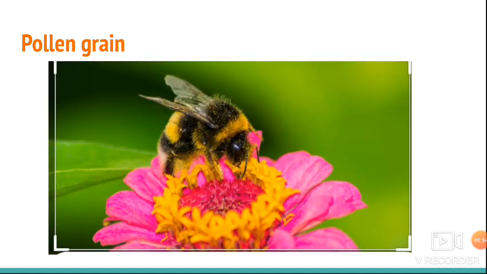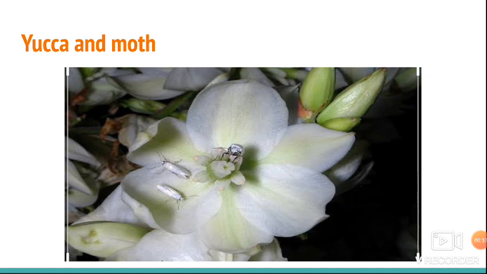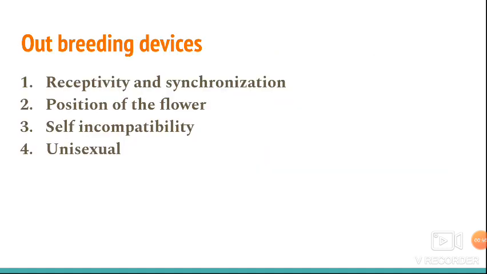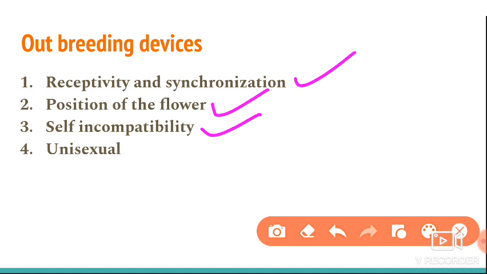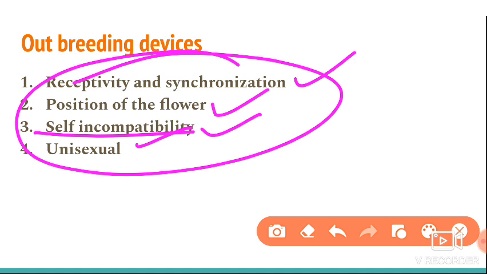And now in today's session we will study one of the important concepts, that is pollen pistil interaction. Okay, before that I wanted to just recall your memory about outbreeding devices. Mainly four are given in your NCERT. One is receptivity and synchronization, please remember. Second is position of the flower or position of the reproductive organs. Then self incompatibility, this is also very important. And the next one, unisexual flowers, that means the production of unisexual flowers.